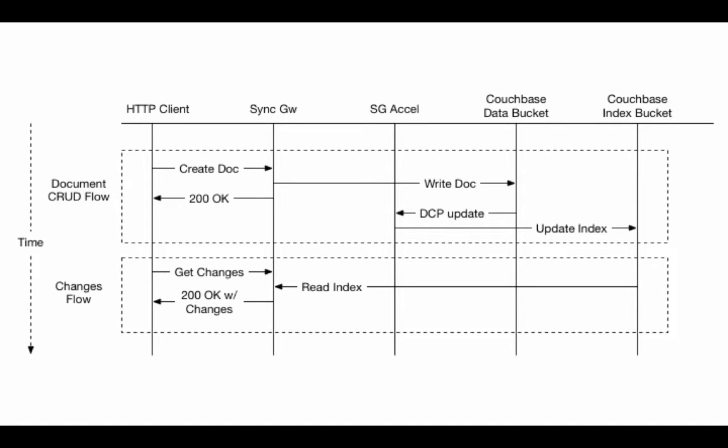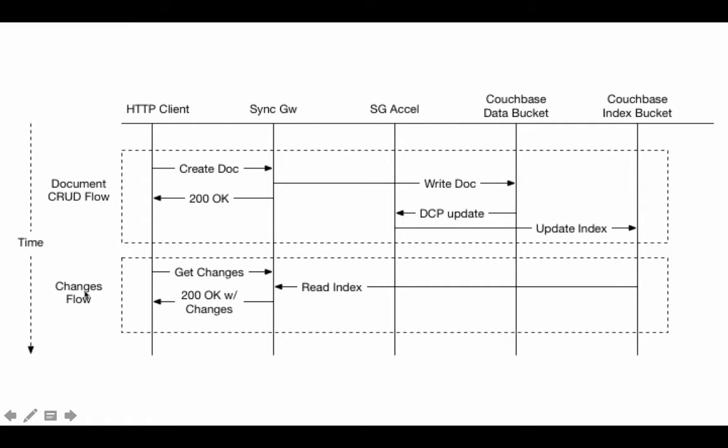Simple example where you create a new document that goes to SyncGateway from the client. The client receives back the response that the document was successfully created. SyncGateway then writes the document to the Couchbase data bucket. SyncGateway Accelerator receives the update in the mutation feed, processes that update, and updates the index bucket again on Couchbase server. So you have two buckets on Couchbase server.